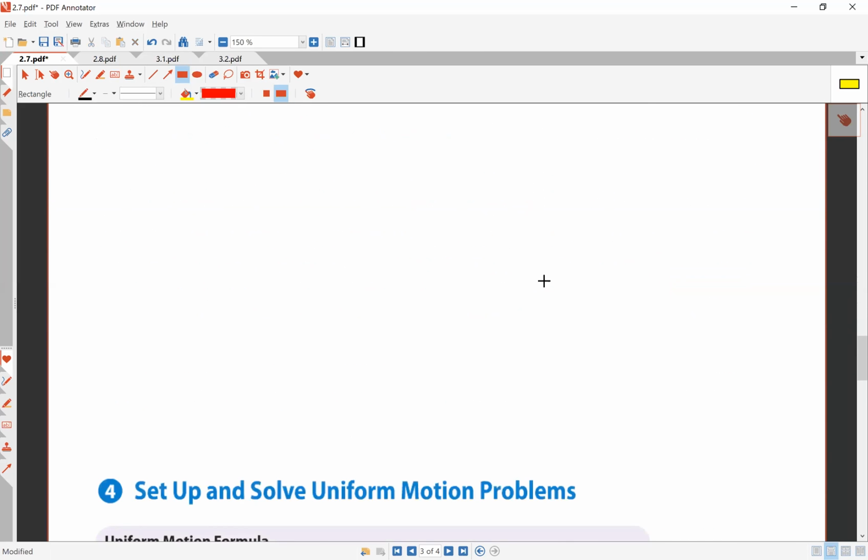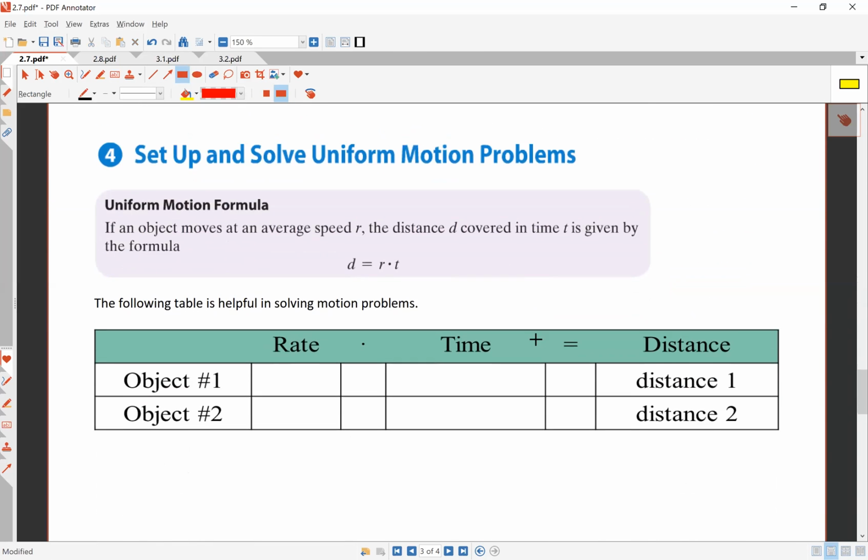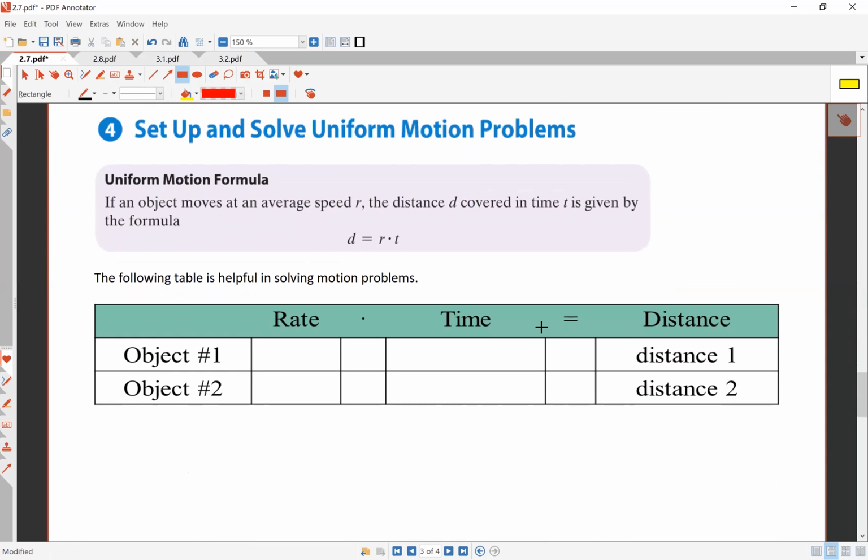Example 4 is not that important, so I'll skip that one. This stuff is important though. This is what I'm going to slow down on. All right, so uniform motion.